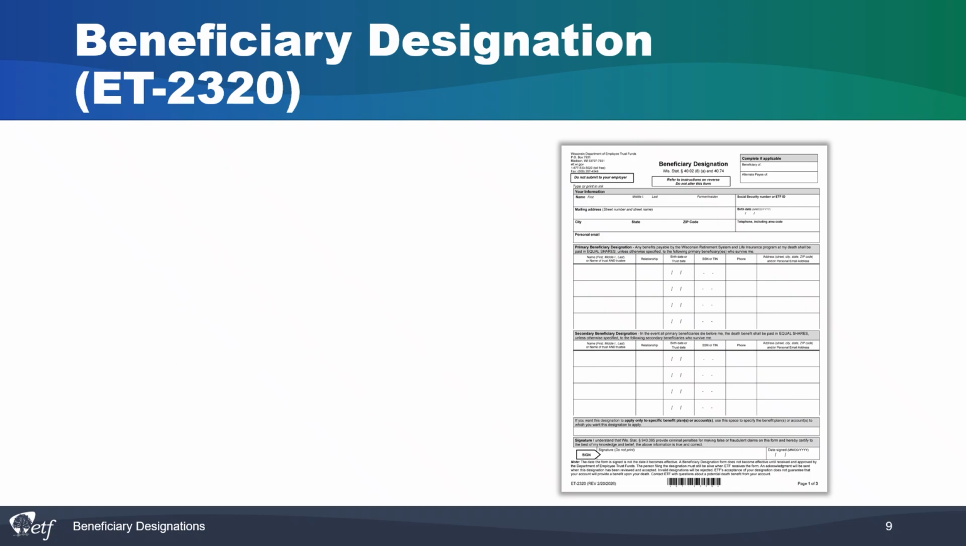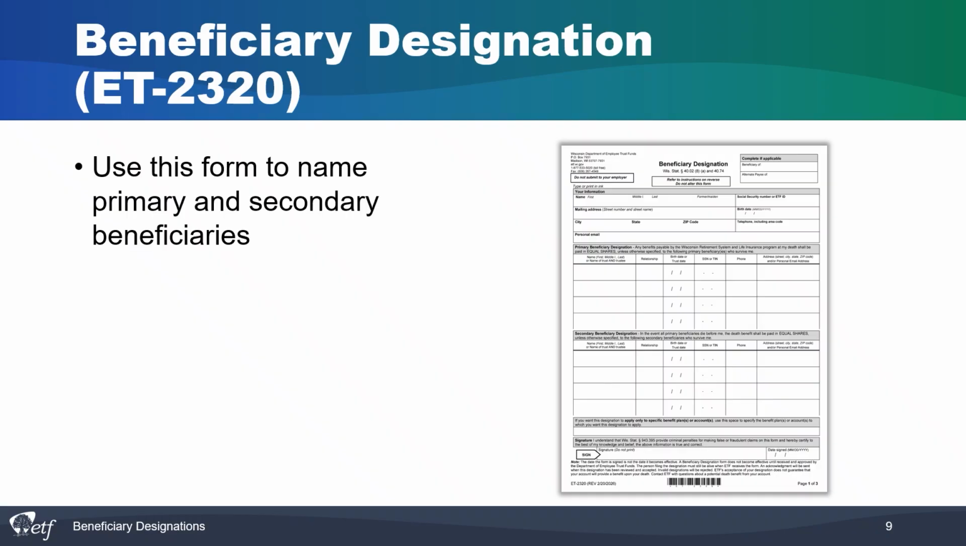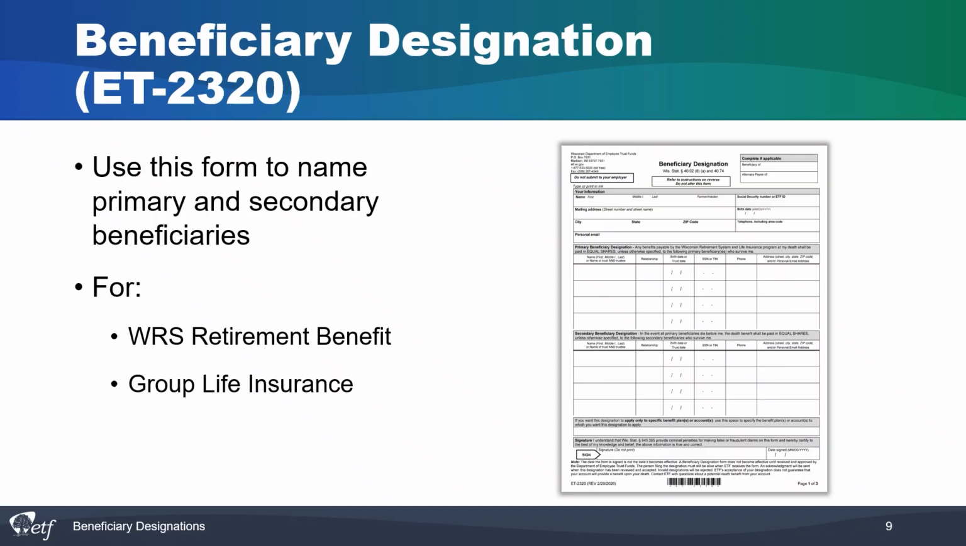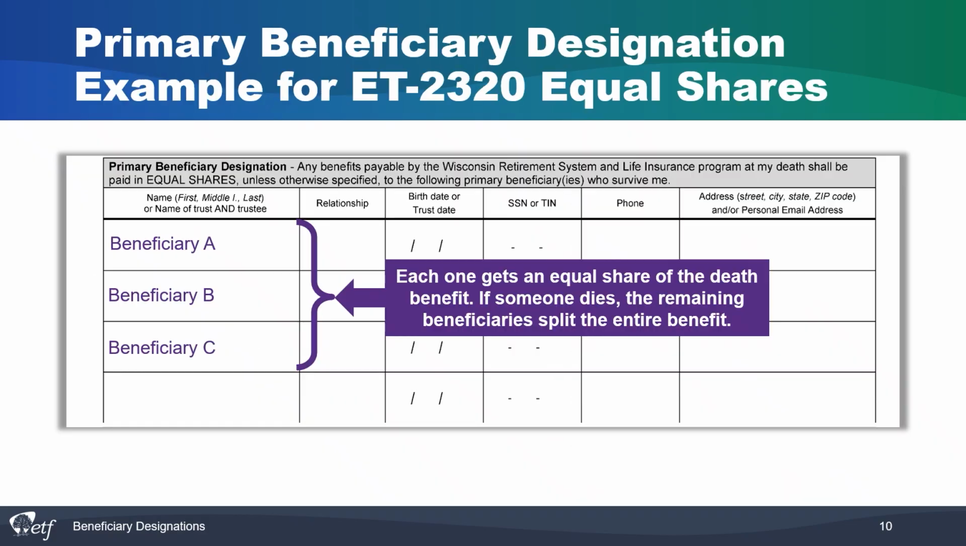There are two beneficiary designation forms. The first form is the Beneficiary Designation, ET-2320. Use this form to name primary and secondary beneficiaries for your WRS retirement benefit or group life insurance if you participate. In this example, each designated person will receive an equal share of the death benefit. If someone dies, the remaining beneficiaries will split the entire benefit.